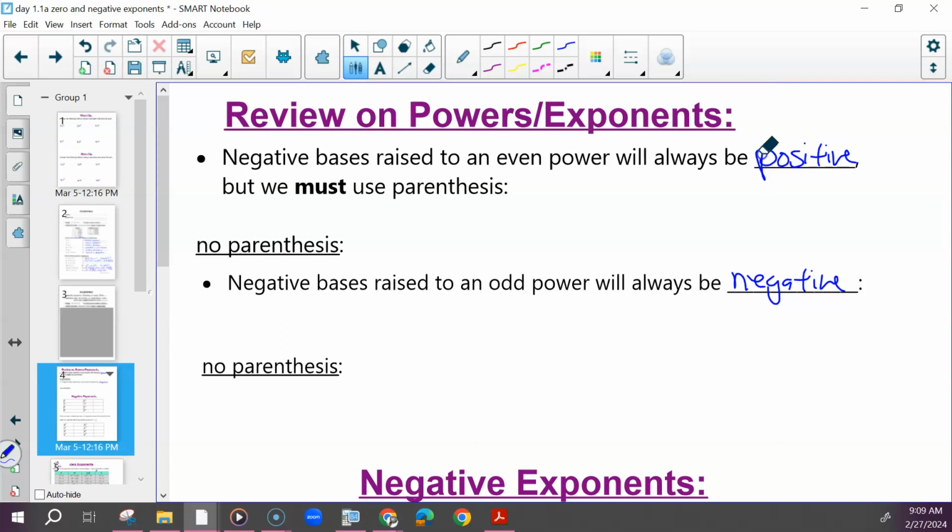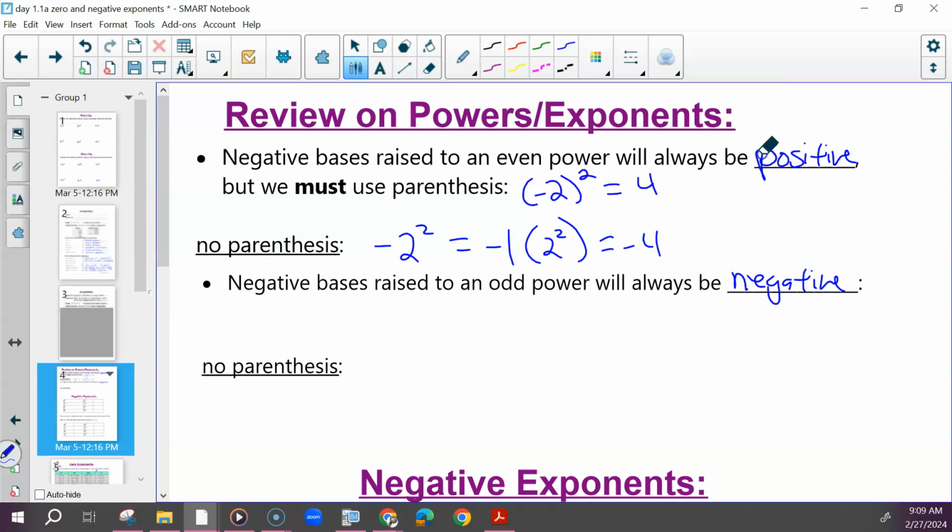So I'm going to give you an example. Let's say we had negative 2, and I raised it to the second power. We know that because we have parentheses, that would be negative 2 times negative 2. That would give us a positive 4. But if we didn't use parentheses, that would be the same thing as saying negative 1 times 2 squared, which would give us a negative 4, which is why we have to use parentheses.